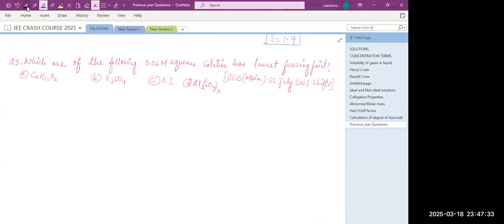In this question it is given: which one of the following 0.06 molar aqueous solutions has the lowest freezing point? Means for all the options the molarity is the same, right? 0.06 molar aqueous solution for all the options, and you just have to tell me which option has the lowest freezing point. Tell me, A, B, C, or D. Which option has the lowest freezing point? Glucose, K2SO4, KI, or Al2(SO4)3.